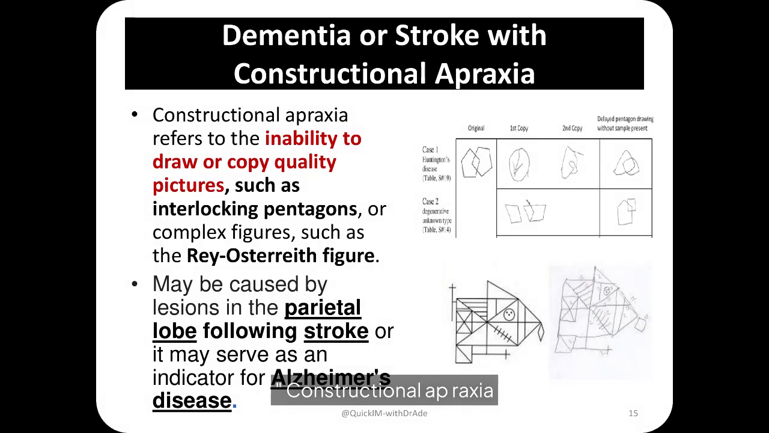Constructional apraxia is the inability to copy complex figures. It's identified through difficulty copying pentagons or figures like the Ray-Osterrieth complex drawing. Constructional apraxia is caused by lesions in the parietal lobes of the brain, often due to stroke, traumatic brain injury, tumors, or neurodegenerative diseases like Alzheimer's.